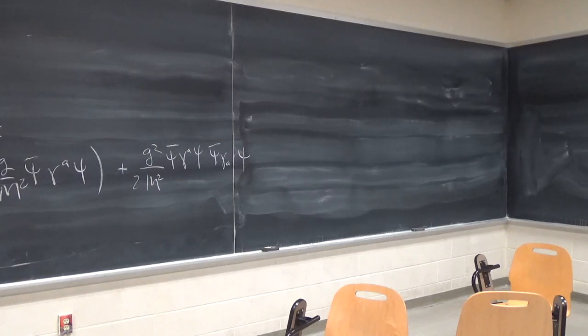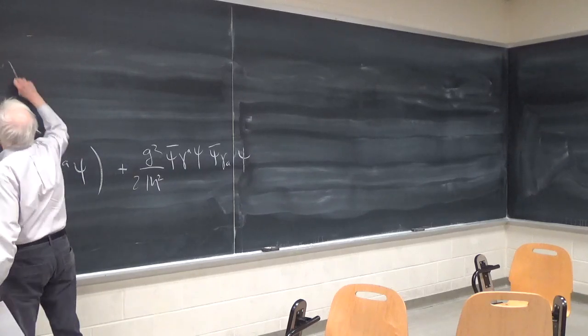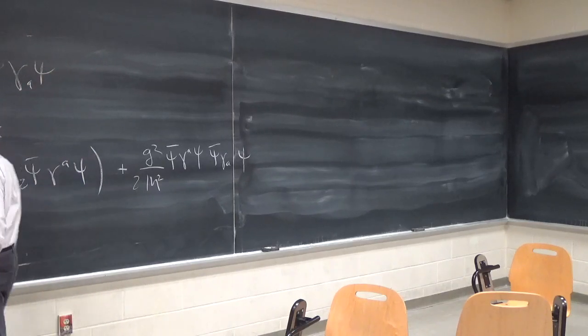So as I said, this leads then to a new term. The new term in the interaction is S of y, which is then g squared over 2m squared, psi bar gamma A psi, psi bar gamma lower A psi. Now, it turns out that this type of interaction was actually invented about 80 years ago by Fermi.